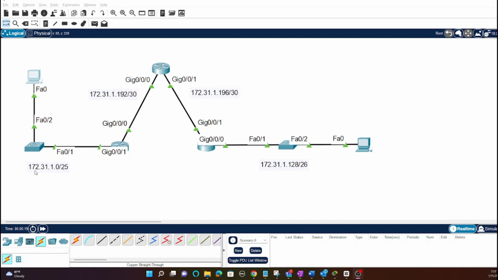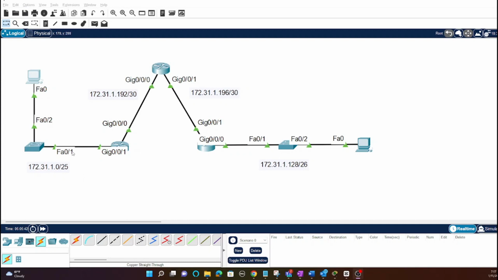Because as you can see, this is a subnet right here. So we got a network here with a /25. We got a couple /30s here, kind of like right here, simulating a WAN link. This would be your LAN links, right? Because you're connected to a switch here and you're connected to a switch here. Also, you got a /26 over here.